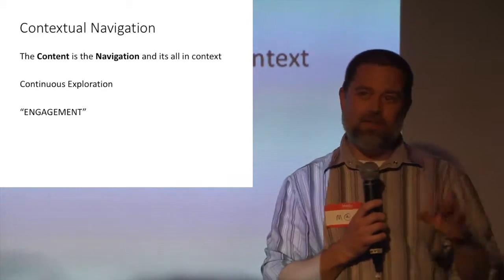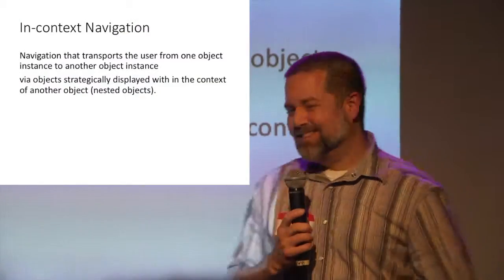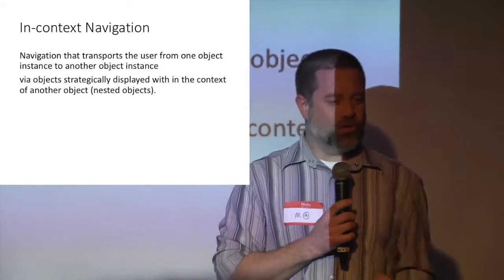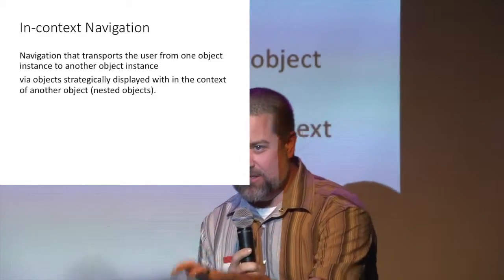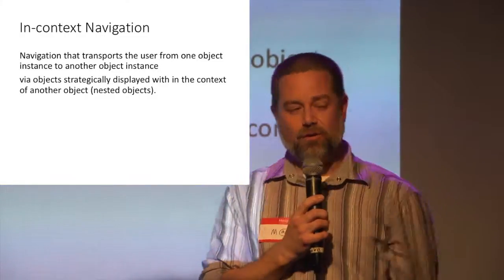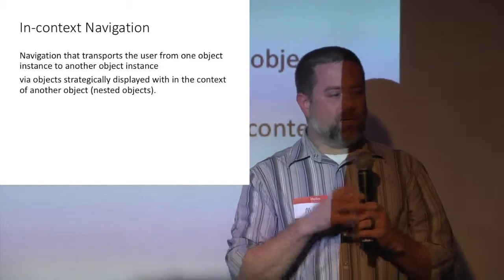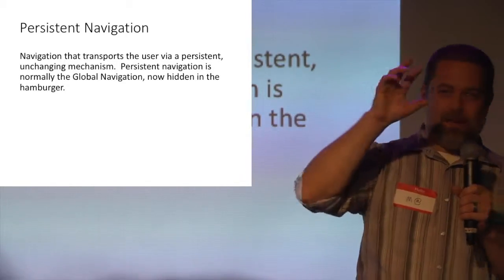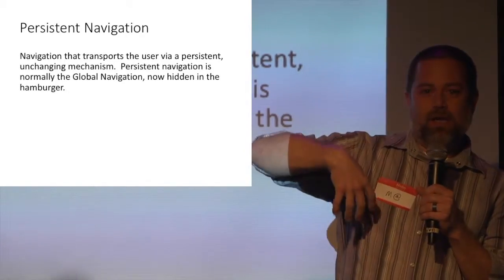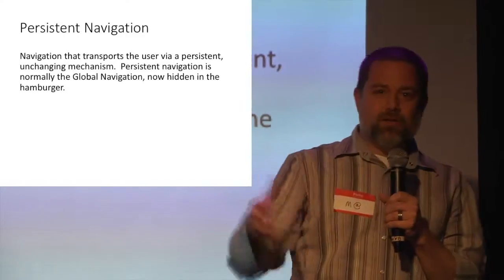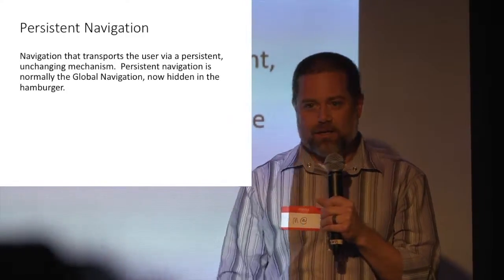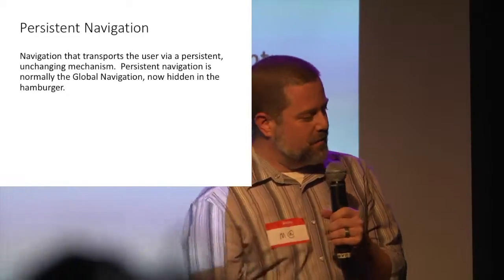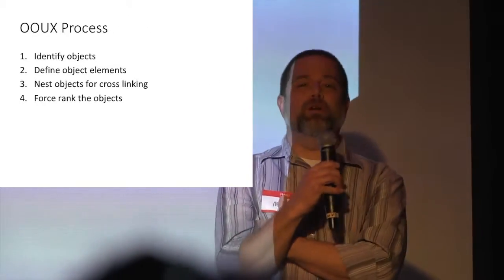All right? It all sounds really great on paper. And so let's make a real definition. Navigation that transports the user from one object instance to another object instance that's nested into another object. Okay, you're totally confused. So am I. That doesn't make any sense. So let's talk about what it's not. It's not global navigation. It's not that persistent navigation that is really the escape hatch that people use. They come into your site and they're looking at something and they want to do something next. They don't want to use the navigation. It's all hidden in the hamburger menu anyway, right? No one sees it.